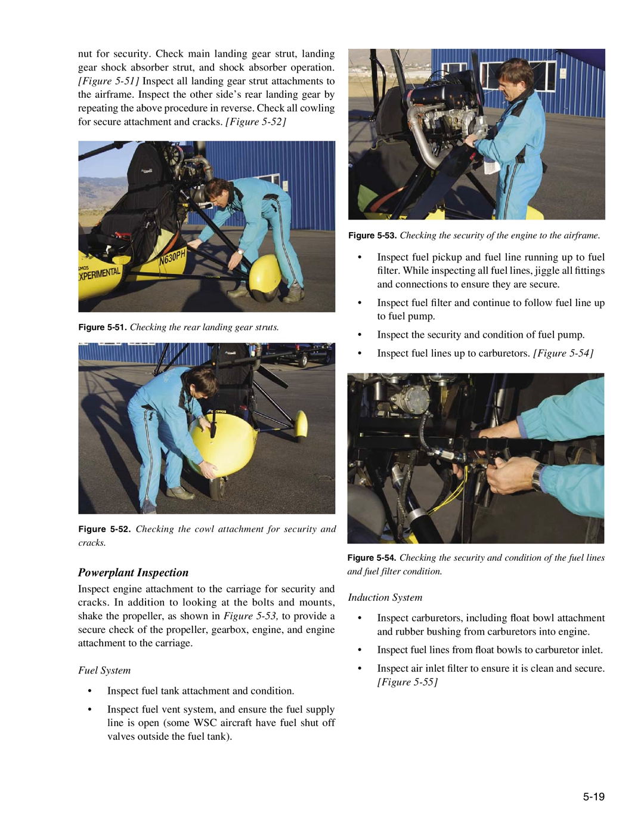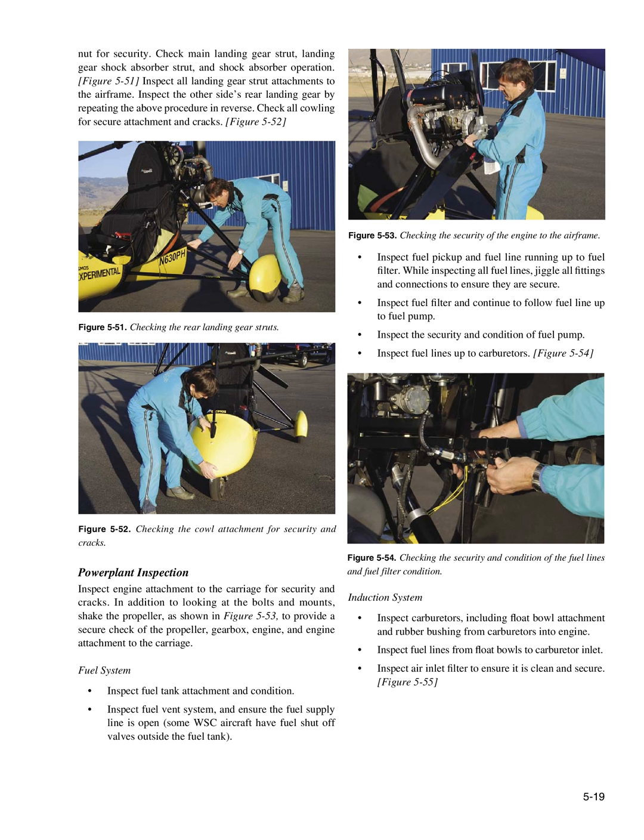Figure 552, power plant inspection. Inspect engine attachment to the carriage for security and cracks. In addition to looking at the bolts and mounts, shake the propeller, as shown in Figure 553, to provide a secure check of the propeller, gearbox, engine, and engine attachment to the carriage.